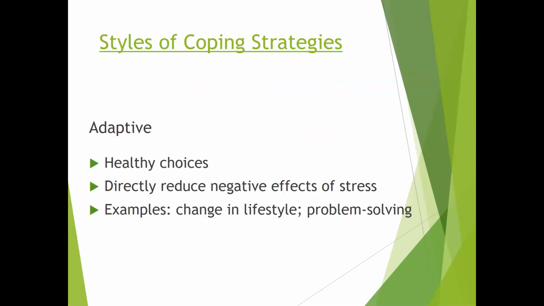So there's different styles of actually coping. We call them coping strategies. So there's adaptive, which is effective coping. We make healthy choices that reduce the negative effects of the stress. And those healthy choices directly reduce negative effects of stress. Examples can be a change in lifestyle, problem solving, exercise, having hobbies, talking to someone. I'm sure you can think of many more.